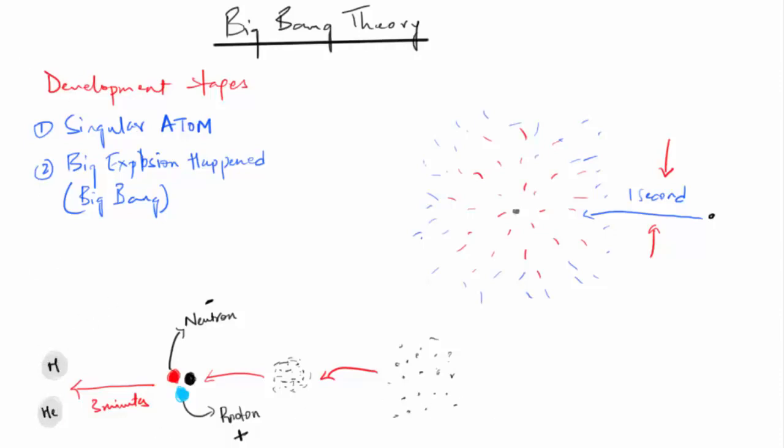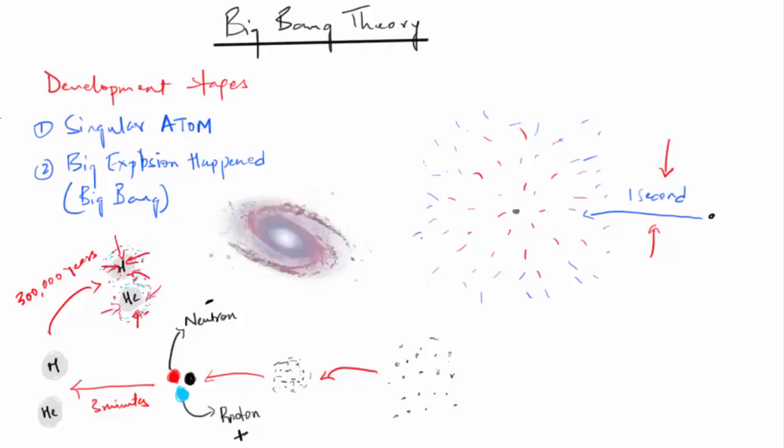After 300,000 years, the universe had cooled to about 4,000 degrees. Atomic nuclei could finally capture electrons to form fully fledged atoms. Then the universe became transparent and got filled with clouds of hydrogen and helium gas. So, this is the story of the universe, otherwise known as the Big Bang Theory.